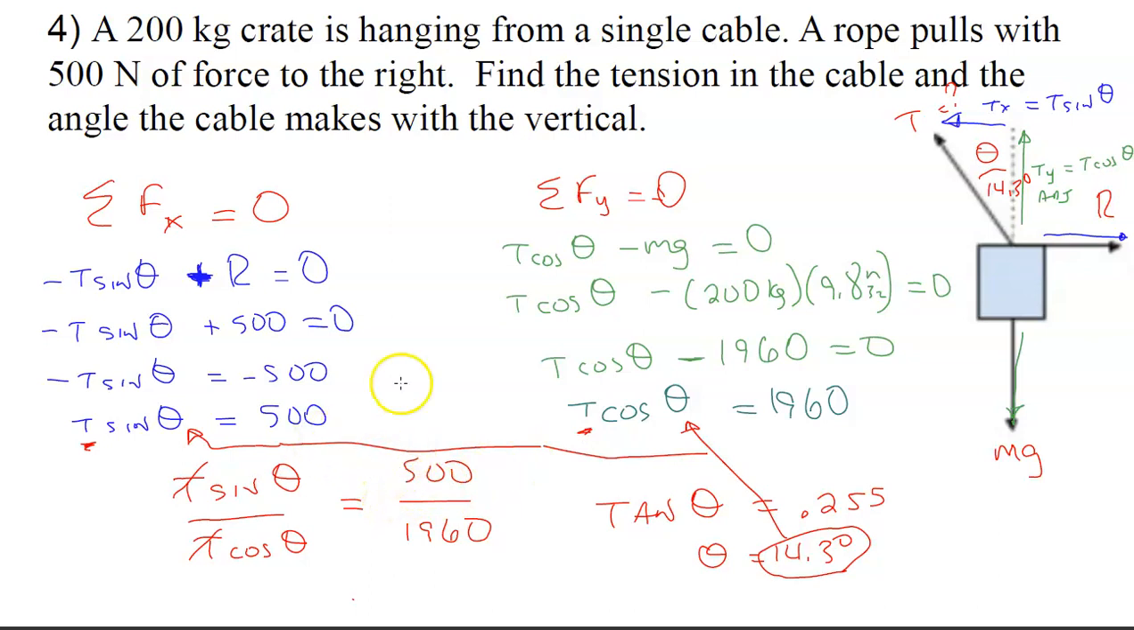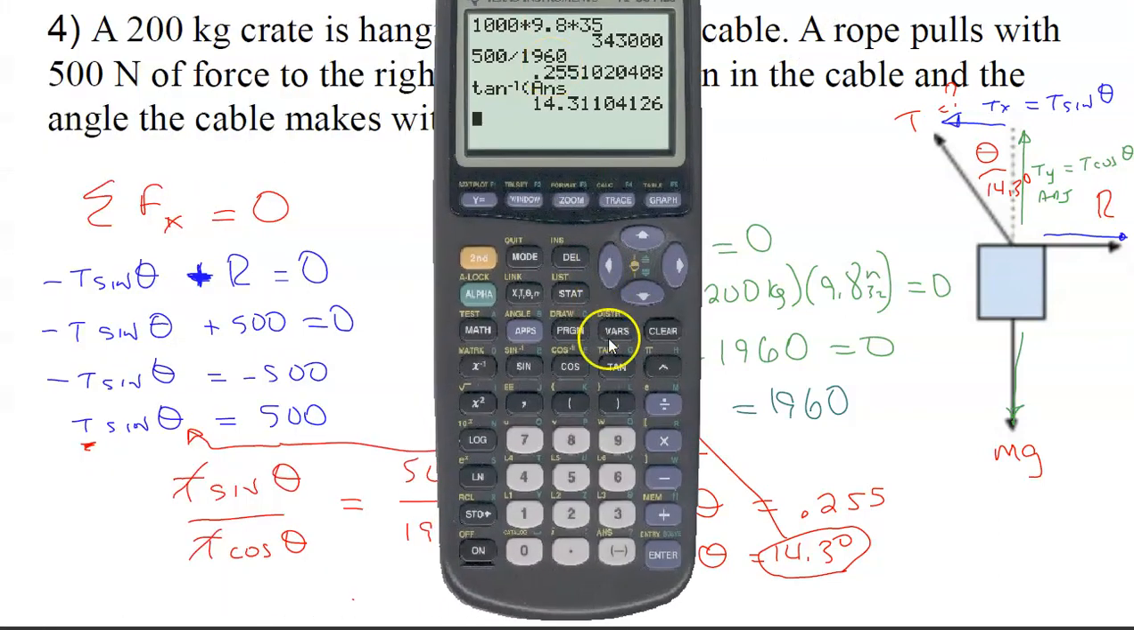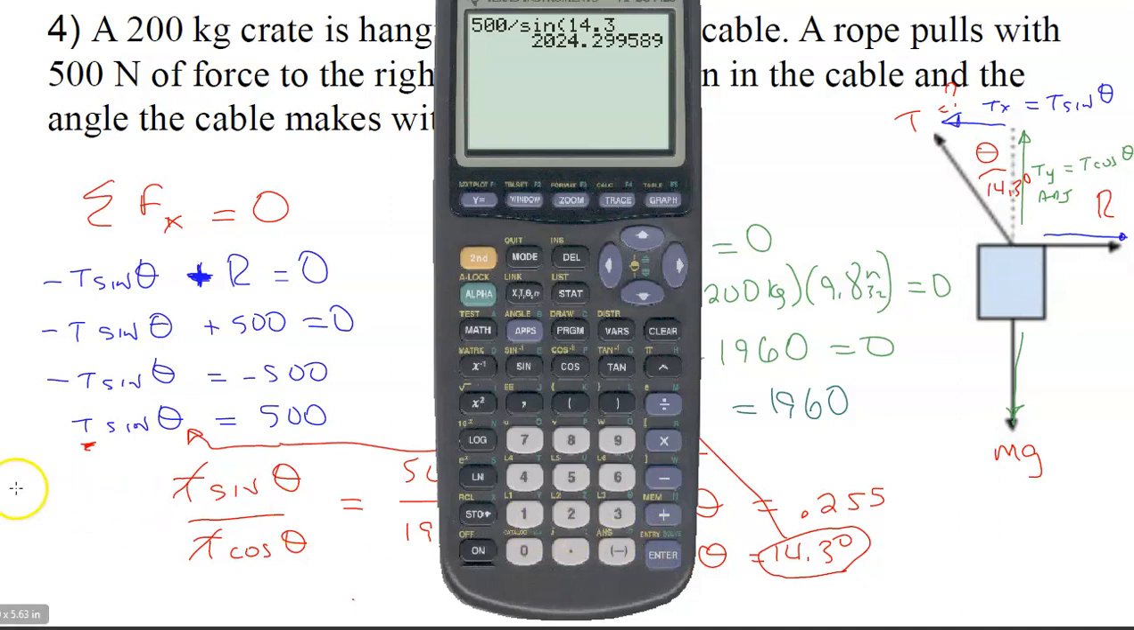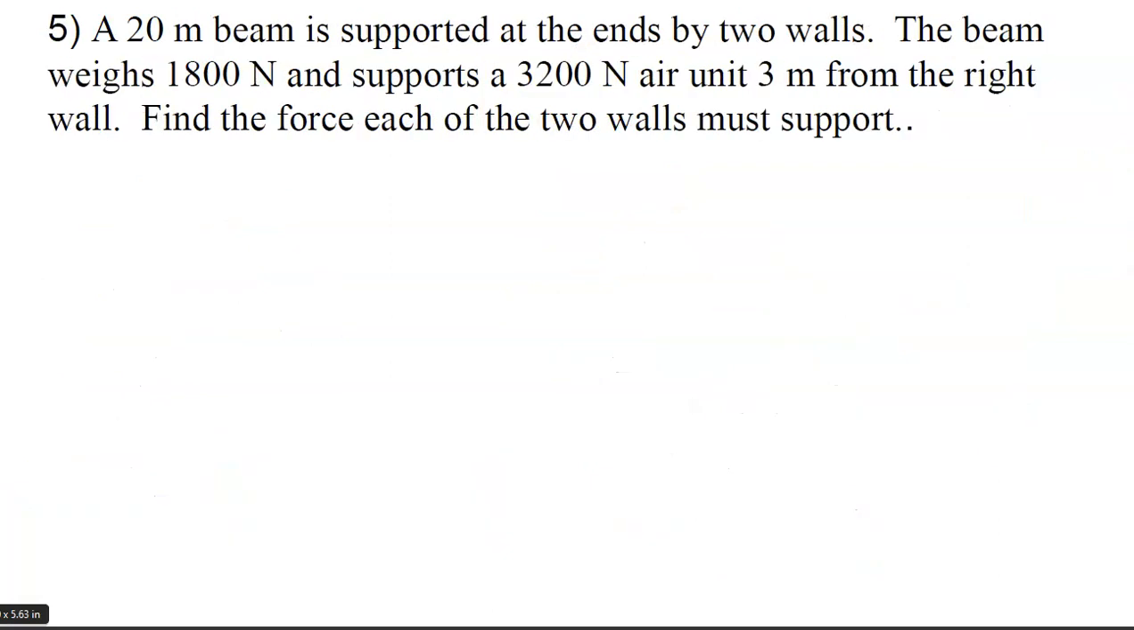Why don't we do the blue stuff? I got a little more room over there. So if I take that 500 that's on the right and divide by the sine of 14.3, then the tension in that cable is going to be 2,024 newtons. Okay, so there's the two answers they wanted.